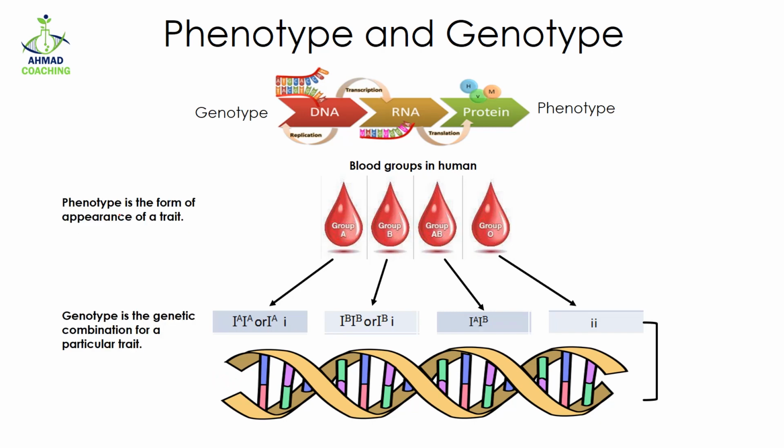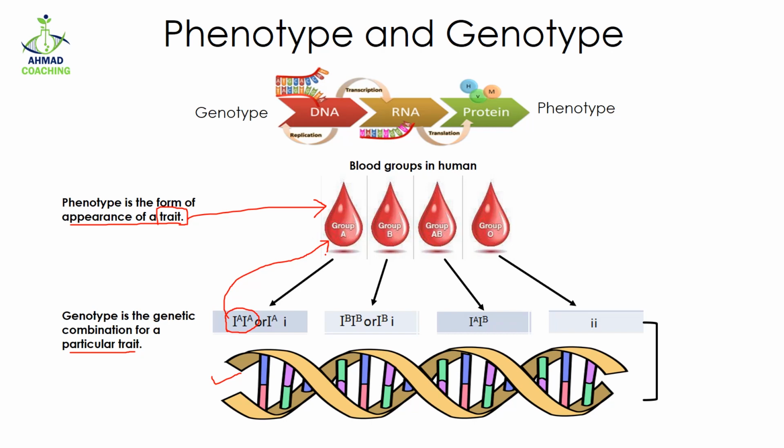So the phenotype is the form of appearance of a trait. The trait here is blood group. Any trait means characteristic. For example, blue eye, brown eye, black eye, these all are traits. Similarly, black hair, brown hair, red hair, blonde hair, they all are traits, and the information is stored in the DNA. So the genotype is the genetic combination of a particular trait. For example, here we can see this is a genetic combination for this particular trait.